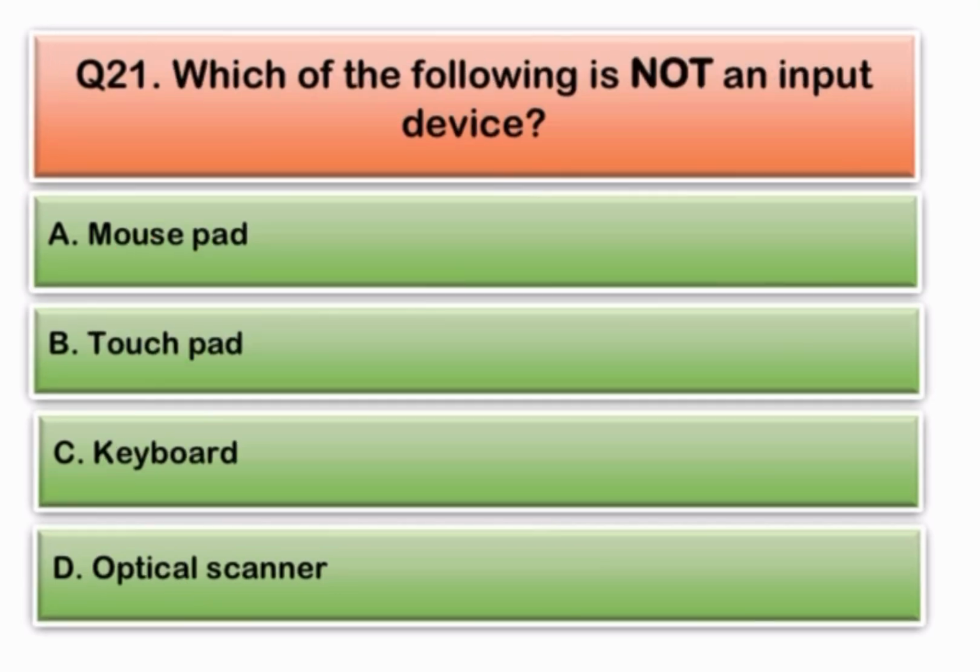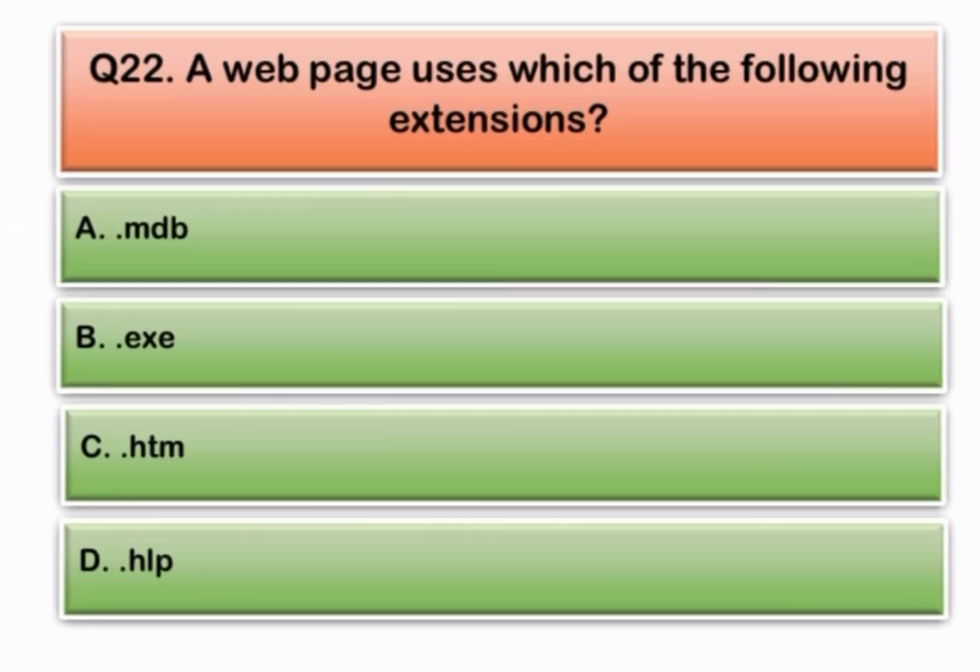Question number 21. Which of the following is not an input device? Mousepad, touchpad, keyboard, optical scanner. Touchpad, keyboard and optical scanners are input devices, and here A option, that is mousepad, is not an input device. Actually, mouse is an input device, but mousepad has nothing to do with input.